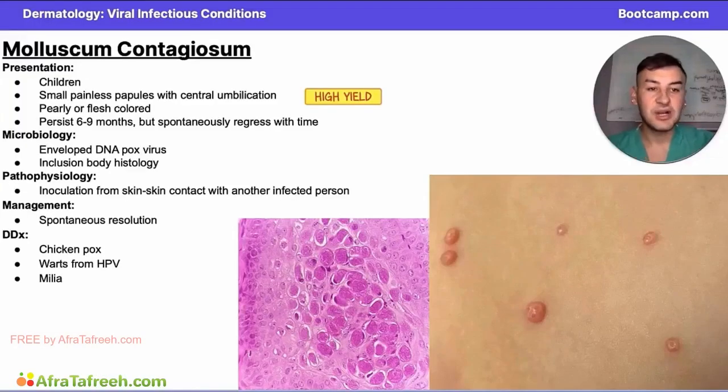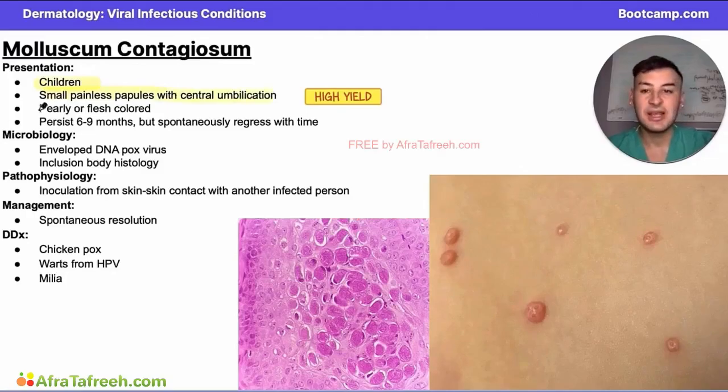So let's get started by talking about molluscum contagiosum, which is going to be a disease of childhood, and it's going to present with small painless papules with central umbilication that are pearly or flesh-colored, and most importantly, not painful, okay? So let's look at these on gross exam.